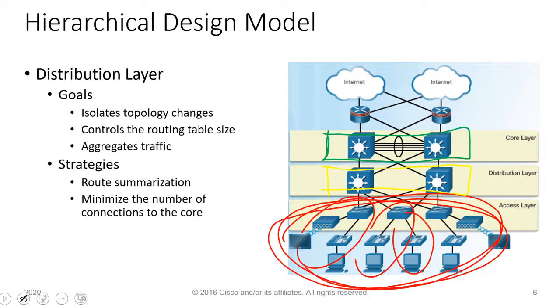So it will isolate the topology changes above, and then it also will aggregate all the traffic that is coming from the various switches in the access layer and below, and then it will forward them as a single path to the core layer. In some cases, it may additionally do route summarization and so on. So that is also possible. So that is the main functionality of the distribution layer. It sits between the core and the access layers, and provides services or functionalities to both of them.